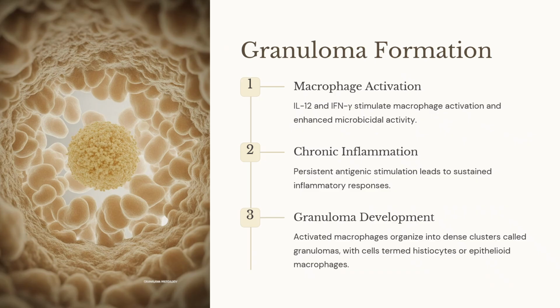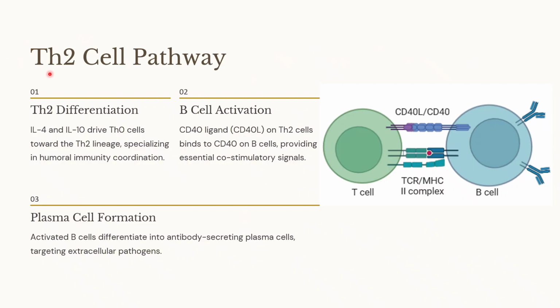In the previous slide, we understood that interleukin 12 and interferon gamma will stimulate macrophage activation and enhance the microbicidal activity. This persistent antigenic stimulation will lead to sustained inflammatory responses. Because of this, the macrophages are fully activated. They will organize into dense clusters called granulomas with cells termed histiocytes or epithelioid macrophages. So with this, we have seen how the T helper 1 cell is formed, by activation from the macrophages. Next, we will see how the T helper 2 cells are formed.